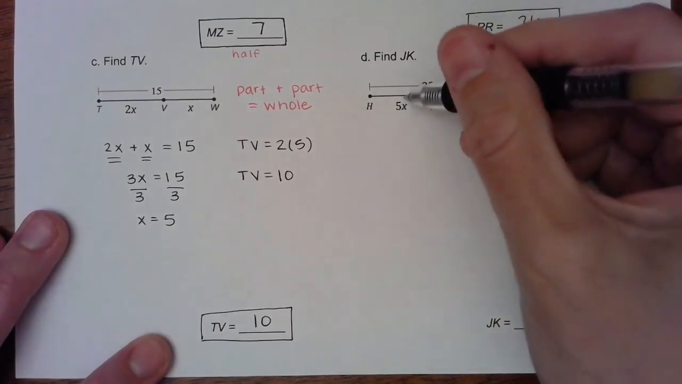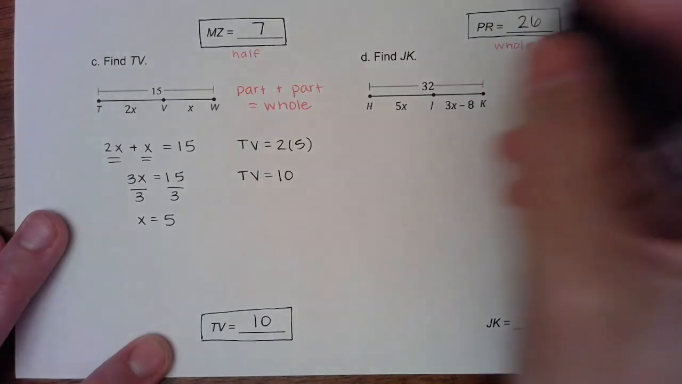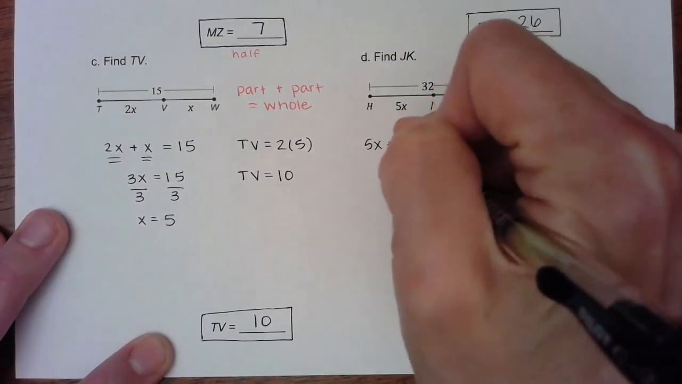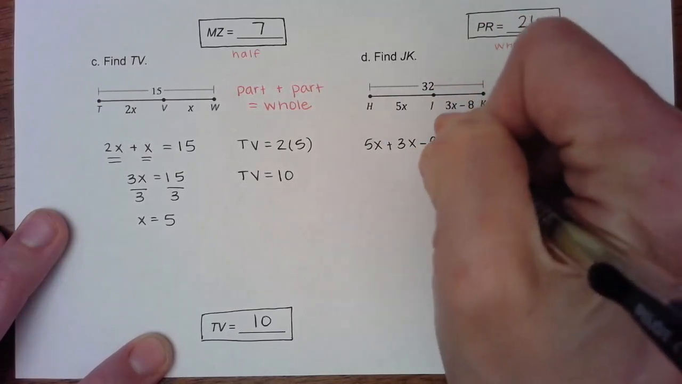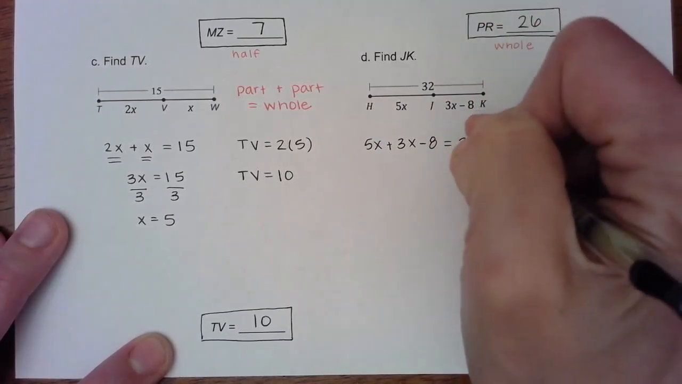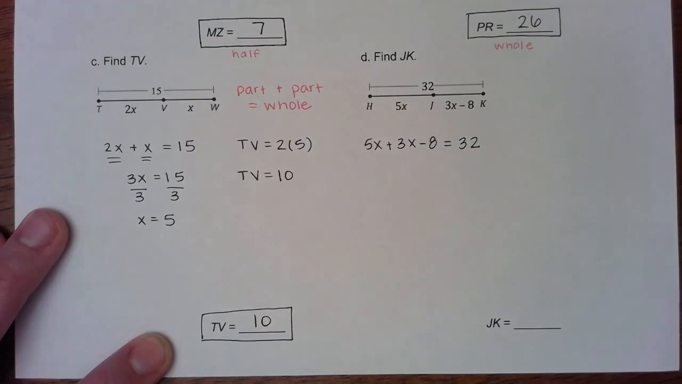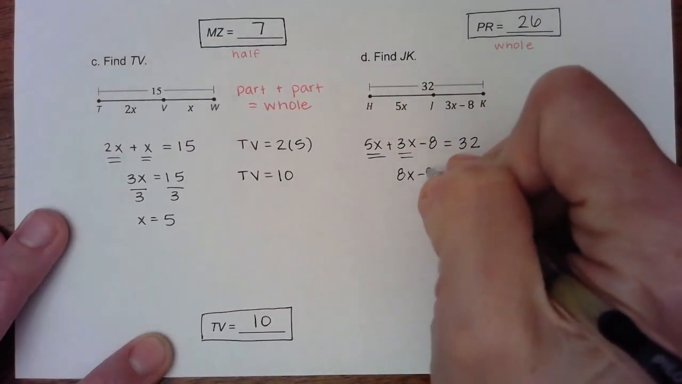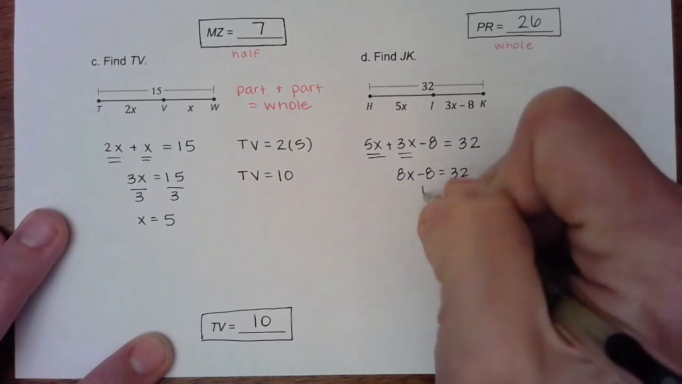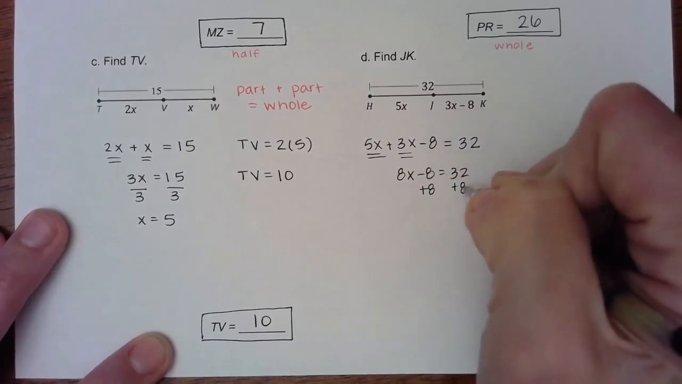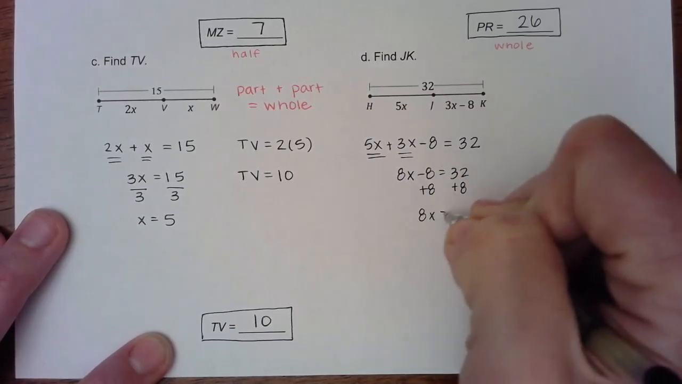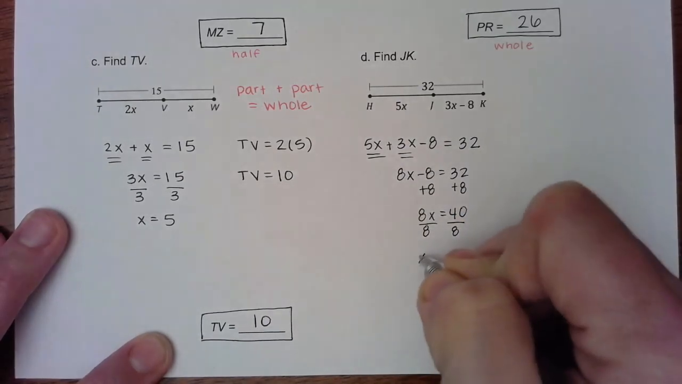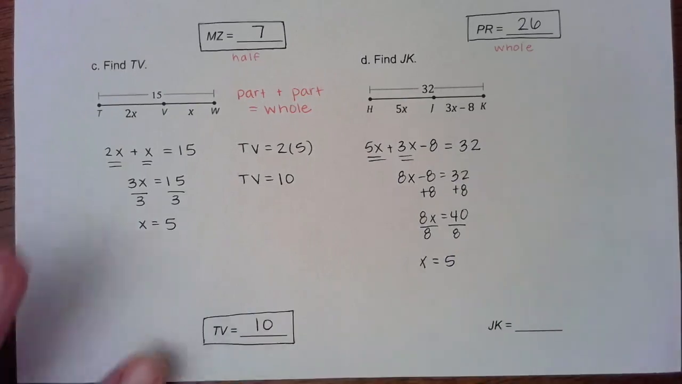So on this one, again, there's no markings that say that J is the midpoint. So for this one I'm going to say 5x, the left, plus 3x minus 8, which is the right, is equal to 32, which is the length of the whole thing. And then I'll solve for x from there. Let's see, I'll add the 8 to both sides. So 8x equals 40.